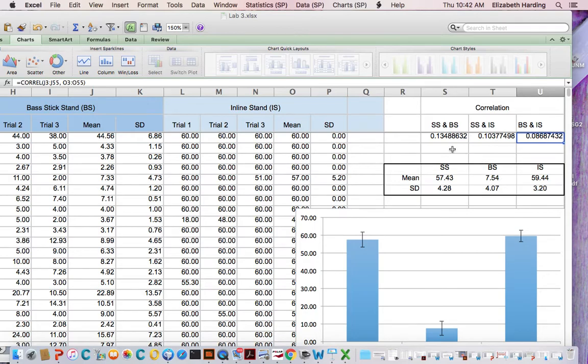Right. So I've gone ahead and done that for the other two tests to look at those relationships. And you can see that the highest value, or the highest correlation I have, is between the stork stand and the bass stick stand, but it's still not a very strong correlation.